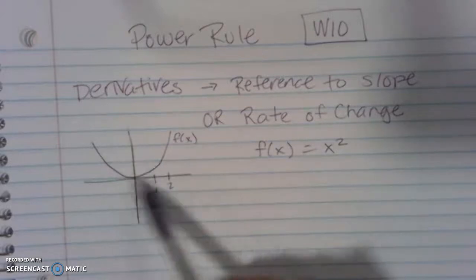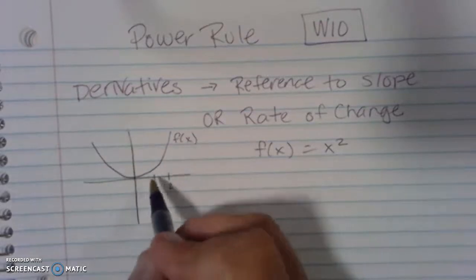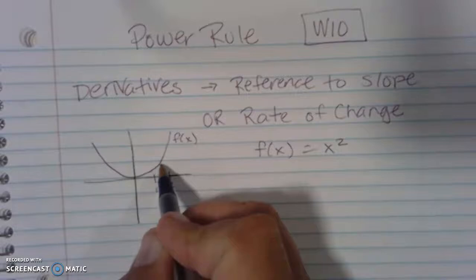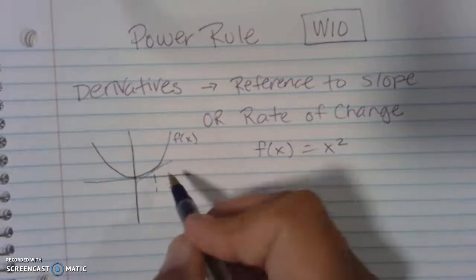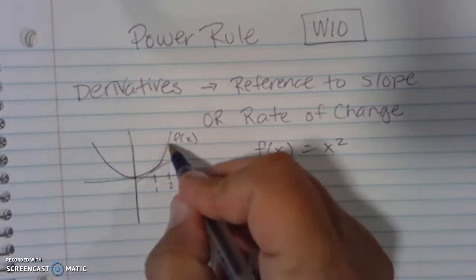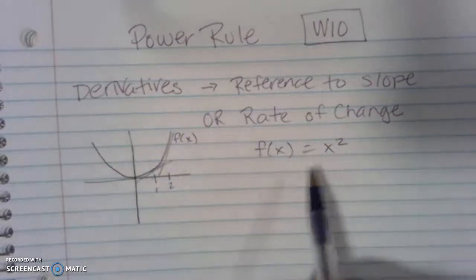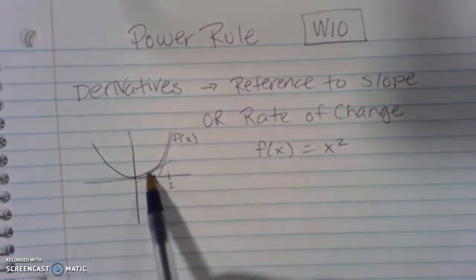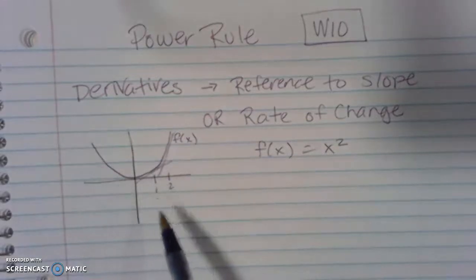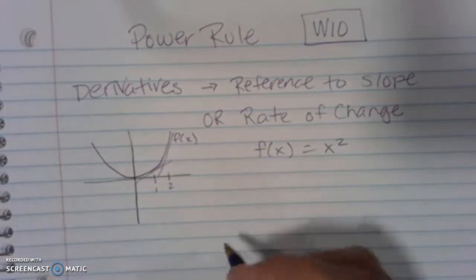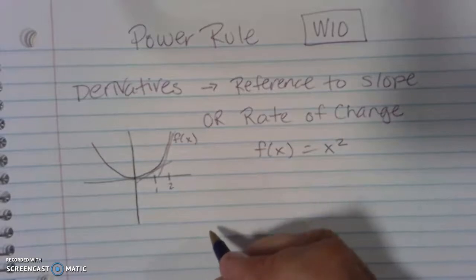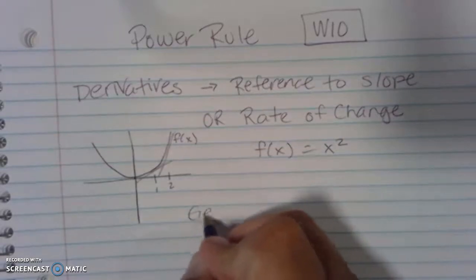So if I have a function f of x equals x squared, the slope at 1, the line that's tangent, is going to be different than the slope at 2. And so the derivative allows me to find the slope at any point along this curve. And so how you do that, I'm going to do the generic form.